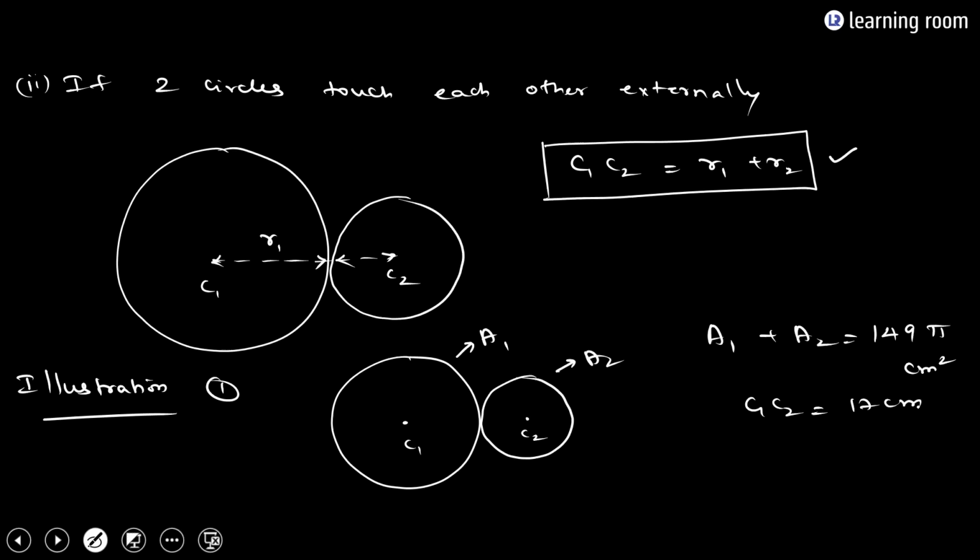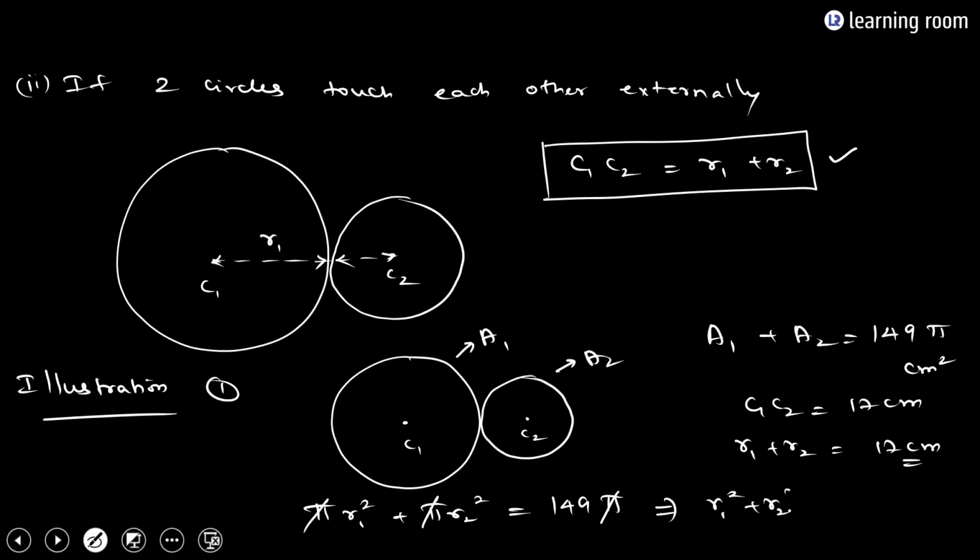But what is C1C2 equal to? Is it not equal to R1 plus R2? So R1 plus R2 is 17 centimeter. Find the radii of the circles. How do we proceed? So pi R1 square plus pi R2 square is how much? It is 149 pi. Am I right? So pi and pi will get cancelled, which implies R1 square plus R2 square is going to be equal to 149. Any doubt till this step?